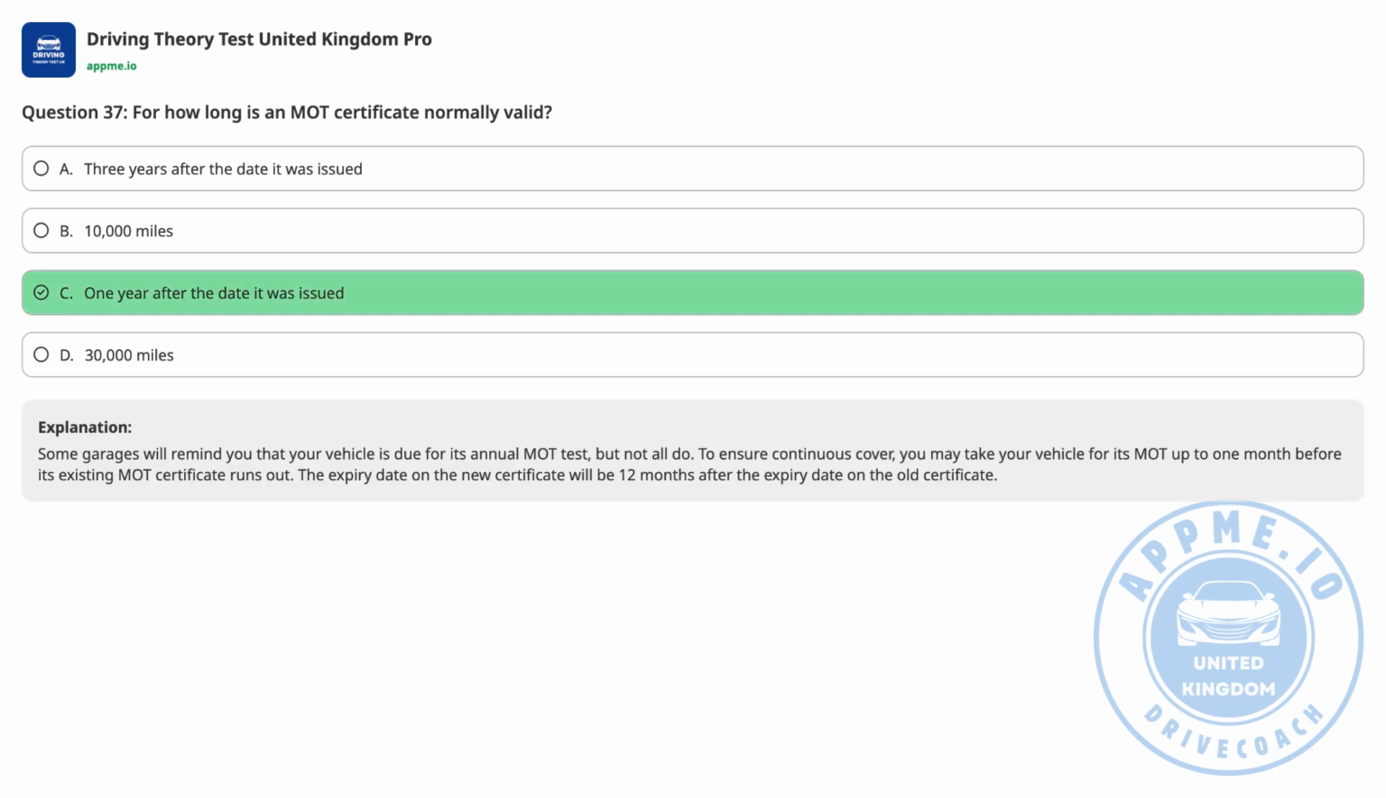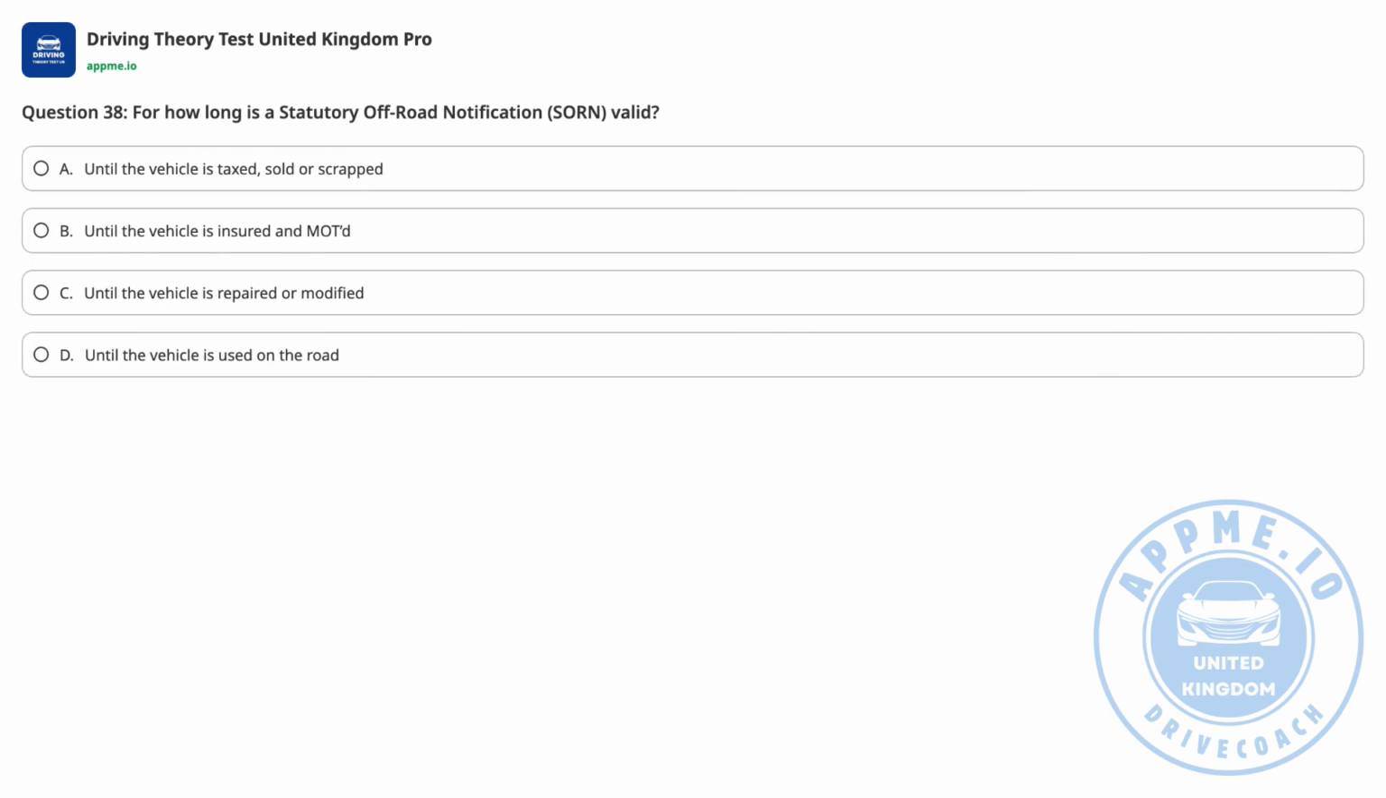The correct answer is C. Question 38. For how long is a statutory off-road notification (SORN) valid? A. Until the vehicle is taxed, sold or scrapped. B. Until the vehicle is insured and mounted. C. Until the vehicle is repaired or modified. D. Until the vehicle is used on the road.